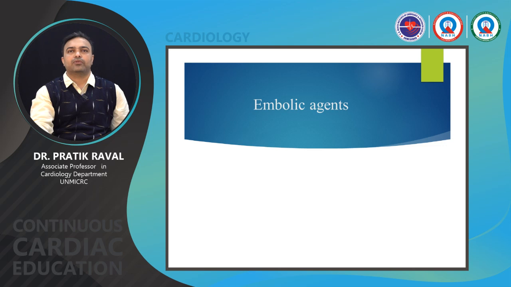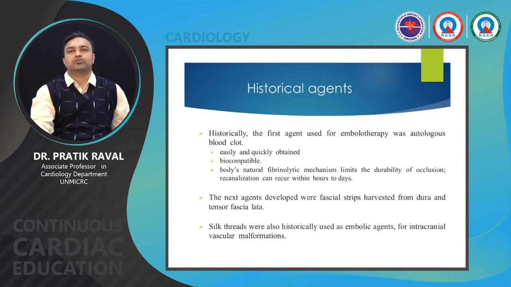So let us see what are the various commercially available embolizing agents. If you see historically, the blood clot derived from the patient's own body was the first used embolization agent. It is obviously easily available and quick to obtain, and biocompatible, but the main problem with this blood clot is that the body's natural fibrinolytic mechanism eventually kicks in, and sooner or later recanalization occurs. So the effect is not very long lasting.